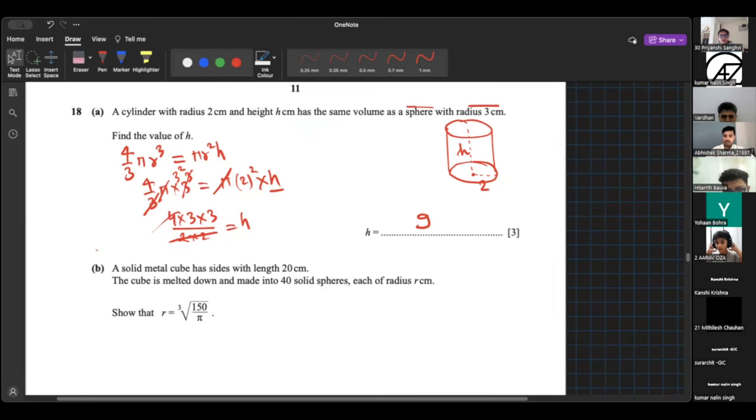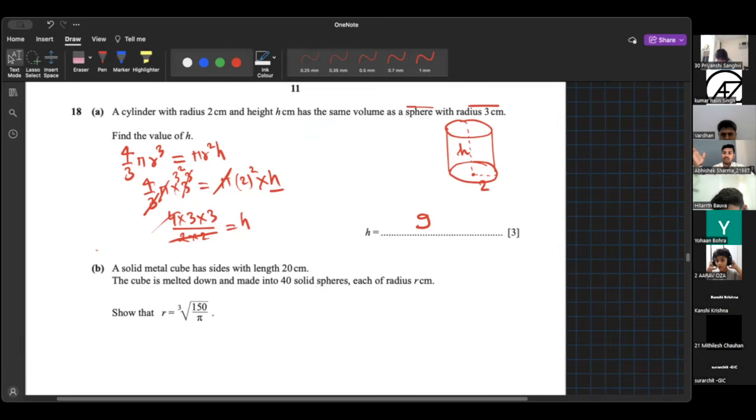There is one additional page only with the paper. That blank page is your additional page. Let's say you have utilized that completely for your working, you can still ask for an additional page, attach it, and mention here that the working for question number 18 part A and B is done on the additional page. Mark the page number, complete it there, and write the answer. You can write down here and there also.